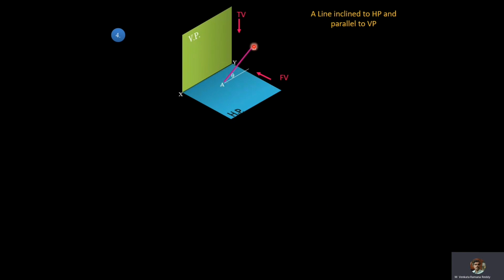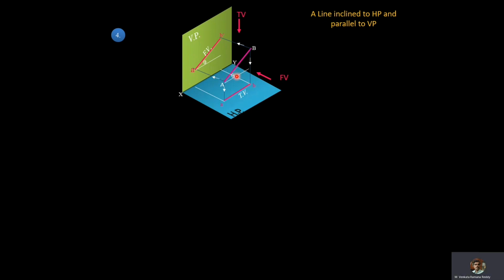From two ends of a line AB, draw projectors towards the vertical plane in front view. This is A dash and this is B dash. Join A dash and B dash. Because this line is parallel to VP, on VP we are getting true length. Then draw top view. From A, draw projector. From B, draw projector. Say A, B, join AB.